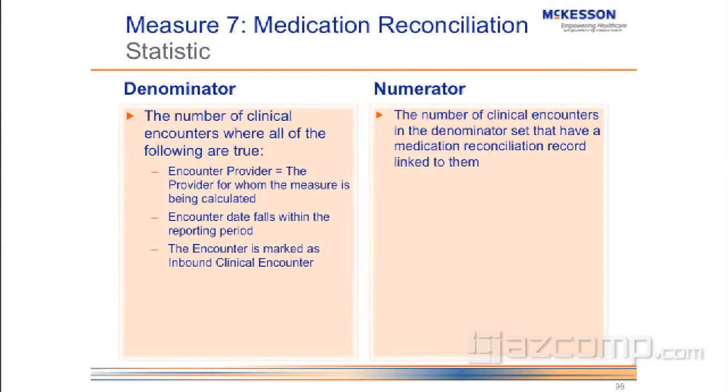It's just the encounter provider, the dates, and then the encounter is marked for an inbound clinical encounter. So I misspoke. It is only for inbound clinical encounters. I apologize. And the number of clinical encounters in the denominator set that have a medication reconciliation. So it's only inbound encounters that you're getting and the ones that you're marking as MedRec completed.